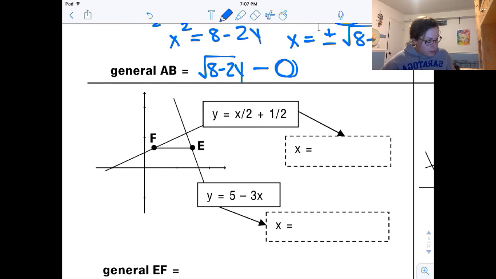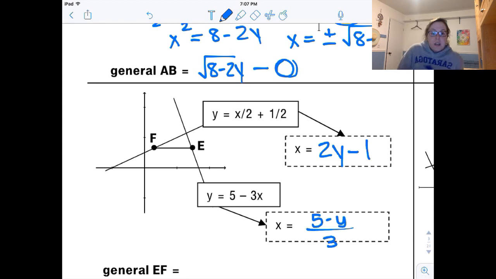So this top one, y equals x over 2 plus 1 half. Subtract 1 half over, divide by 2. So x is 2y minus 1. Do the same thing on the other one, solve for x. So I would get x is 5 minus y all over 3. So those are in terms of y, or solved for x.